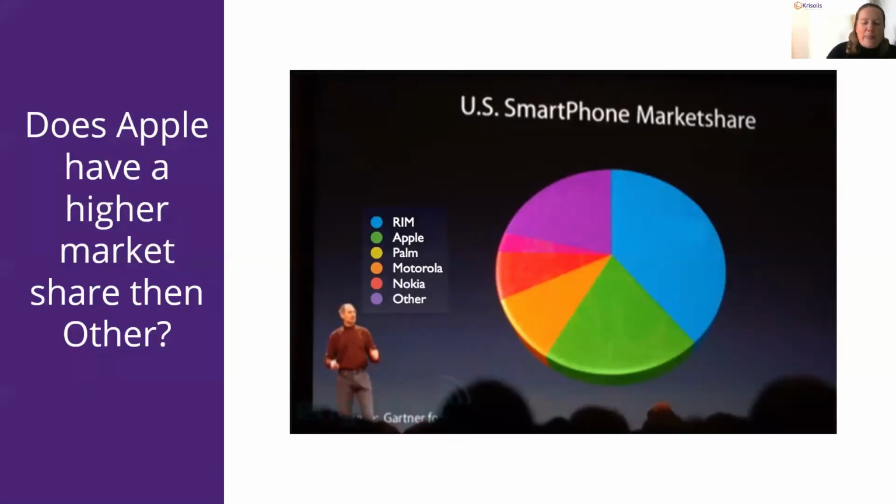So we now come to one of my favorite examples. In this example, does Apple have a higher market share than the category other? Apple is in green and other is purple. If you want to just put into the chat which you think is higher, you can put in Apple if you think Apple is higher, and other if you think other is higher. People just type into the chat which they think it is, just to get an idea of what people think.